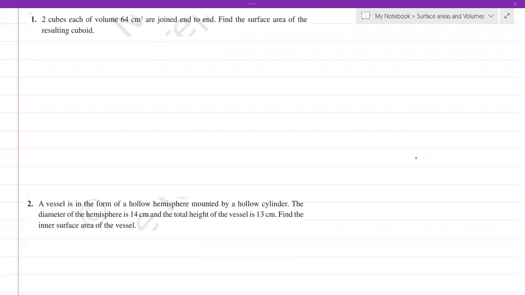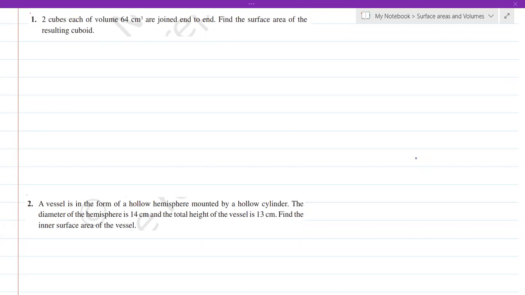So let's start with the problems on surface area and volumes. The first exercise, first question. Two cubes, each of volume 64 cm³, are joined end to end. Find the surface area of the resulting cuboid.